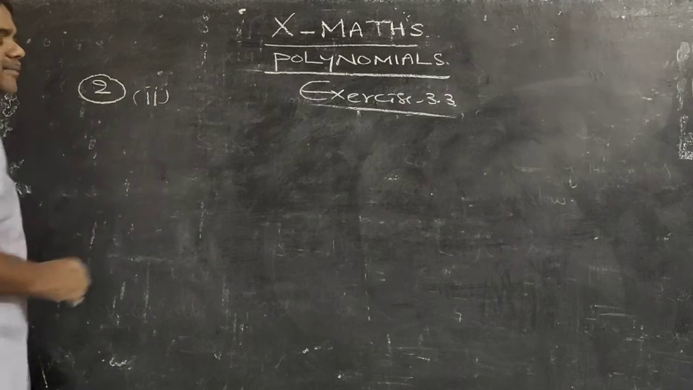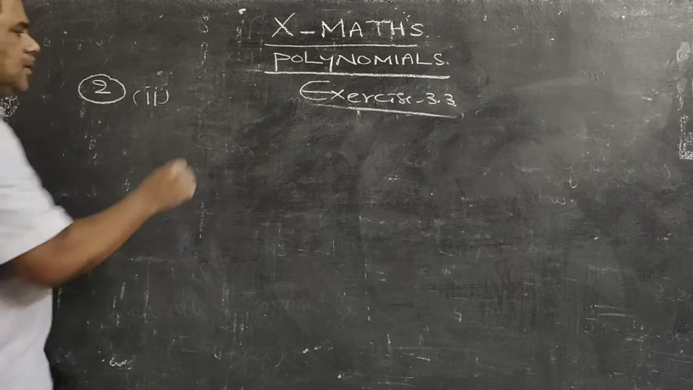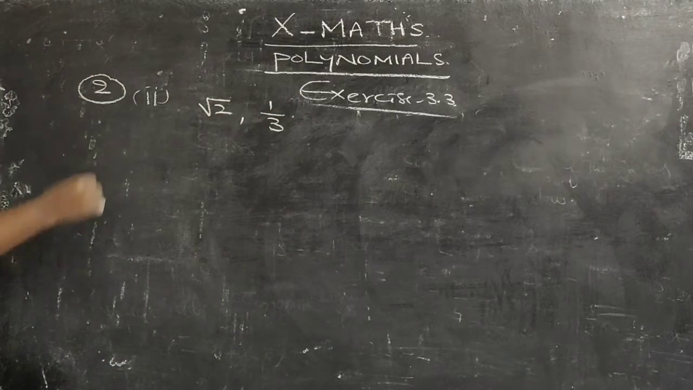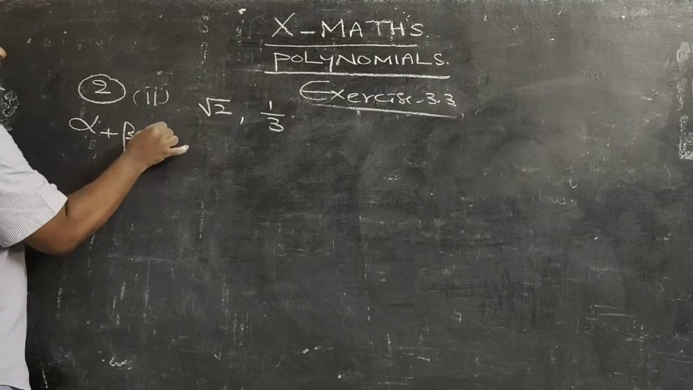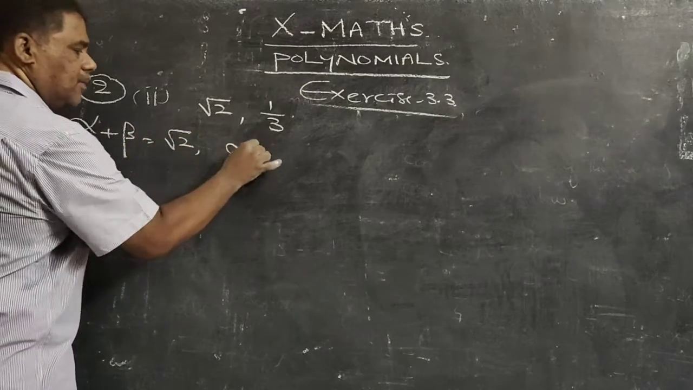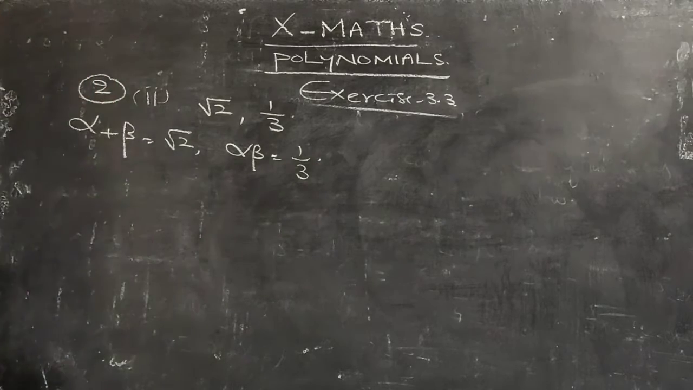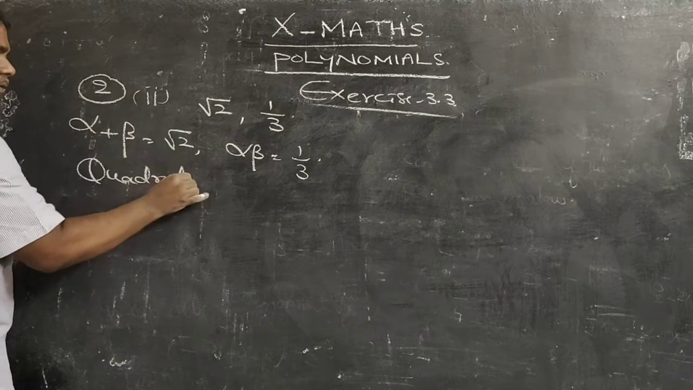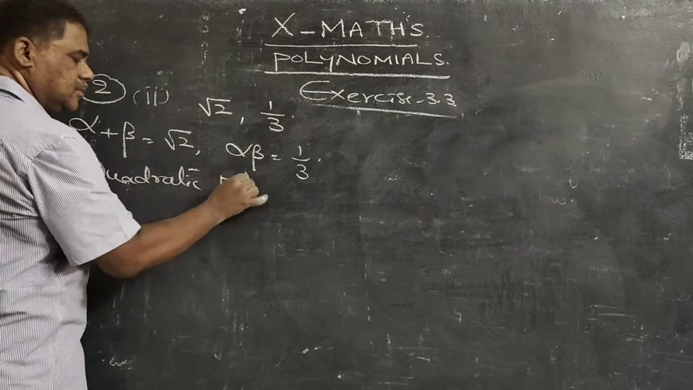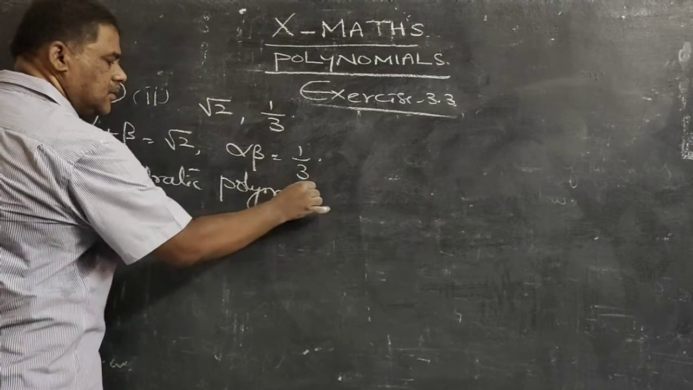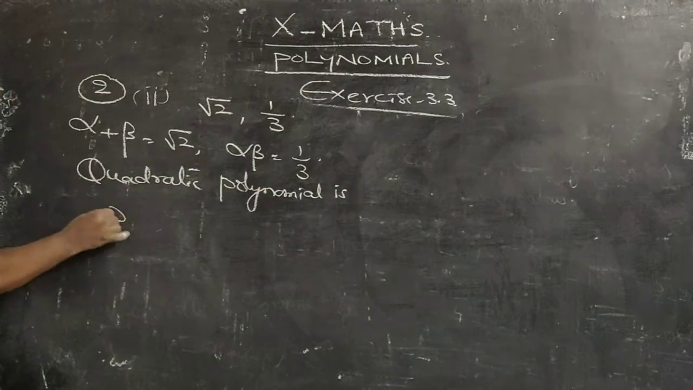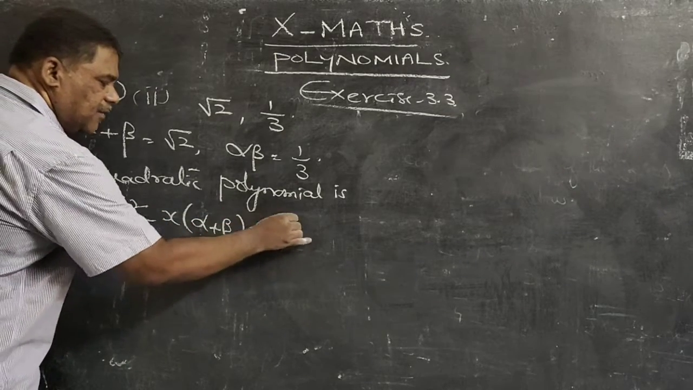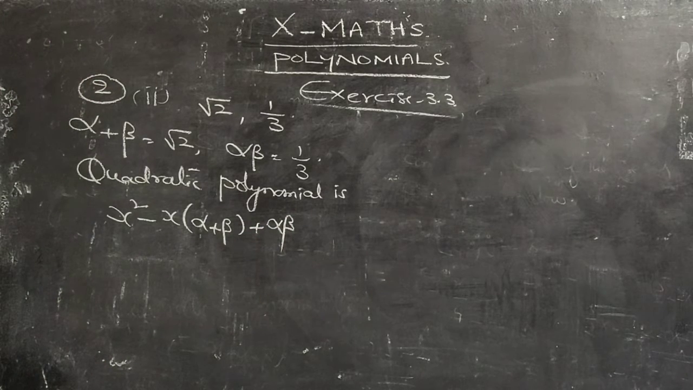Write the second bit. Root 2, 1 by 3. Here the sum of the zeros, alpha plus beta, is equal to root 2. Product of the zeros, alpha into beta, is 1 by 3. Now we should write the quadratic polynomial. x square minus x into alpha plus beta plus alpha beta. That is the formula to find the quadratic polynomial.